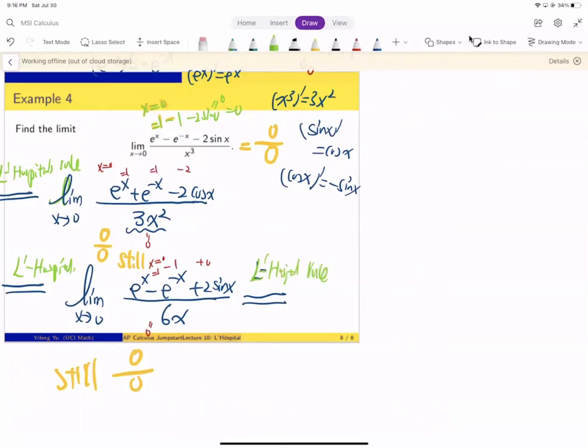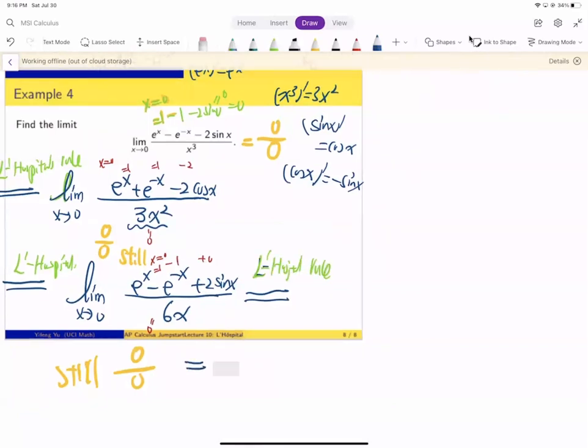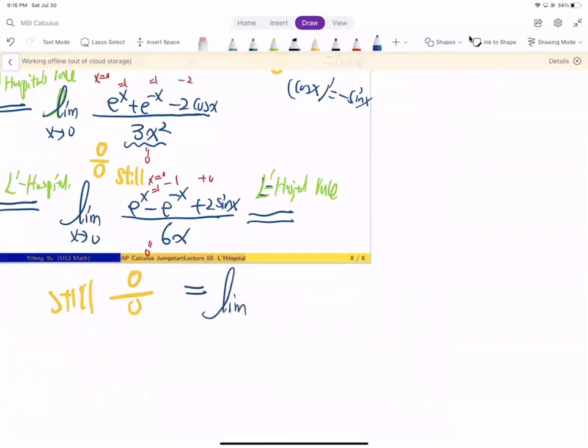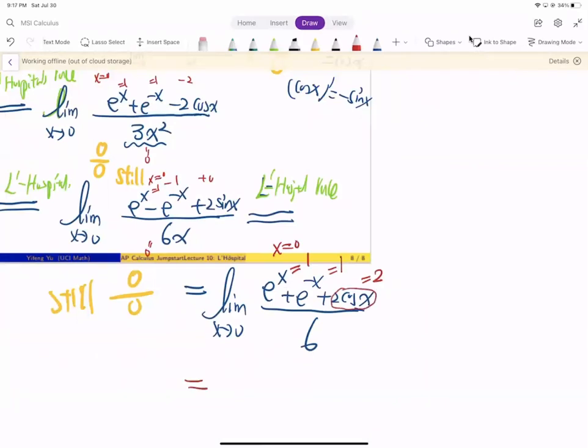Now I take the derivative. This will be 6, and e^x plus e^(-x) plus 2 cosine x. Now everything is fine, because if I let x go to 0, the exponential terms each go to 1, and this will be 2 because cosine 0 is 1. So you end up with 4 over 6. That's 2 over 3. We are done.